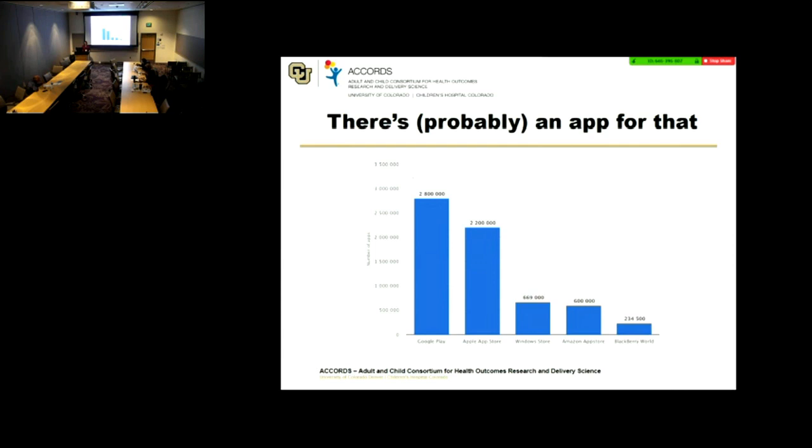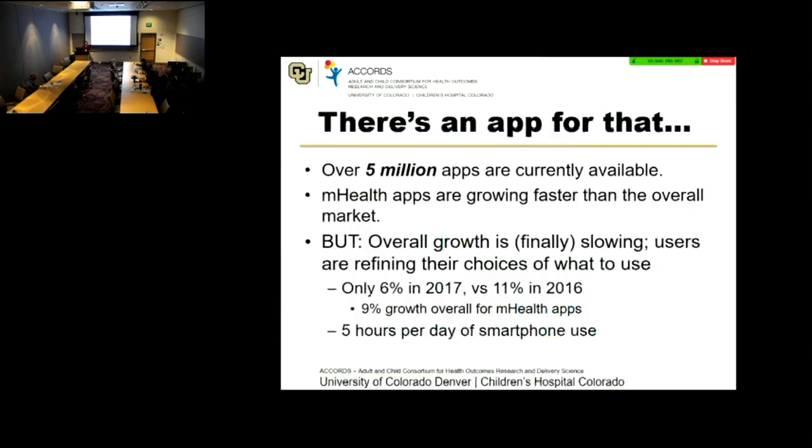So Google Play here, these are your Android devices on the far left, followed by the Apple Store, iOS, and then way over at the other side, the very persistent BlackBerry, which refuses to die. But all told, and again, this is just a segment of the market, this is just a segment of the possibilities, we're looking at over 5 million apps that are currently available and growing faster than the rest of the market.